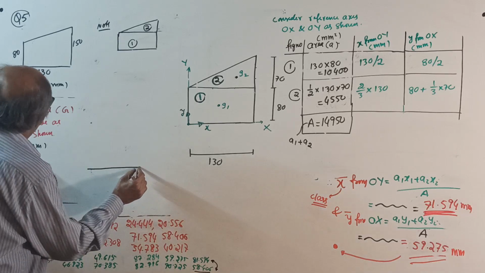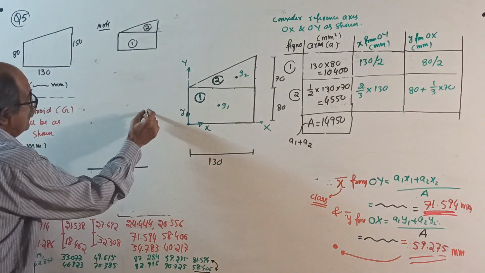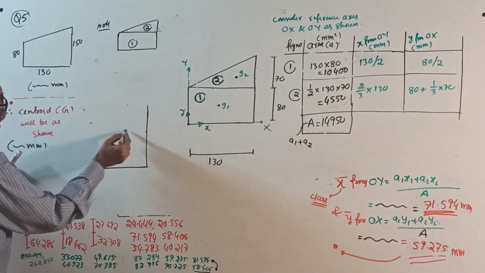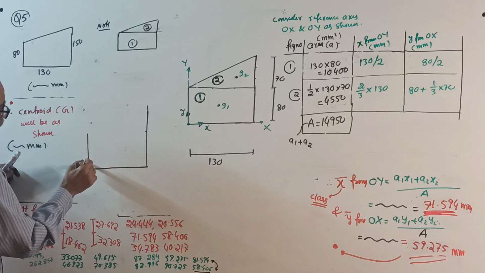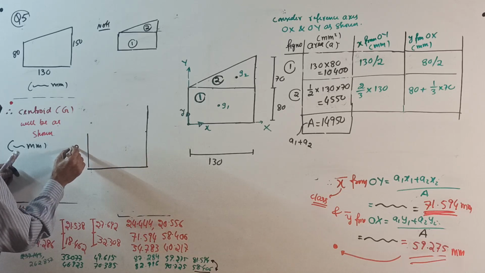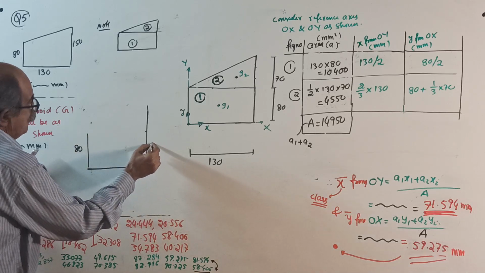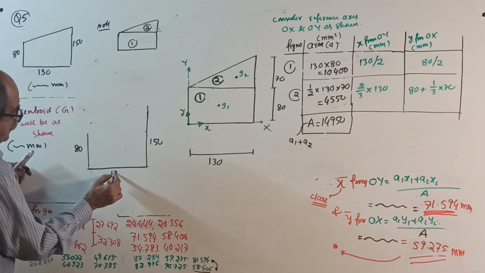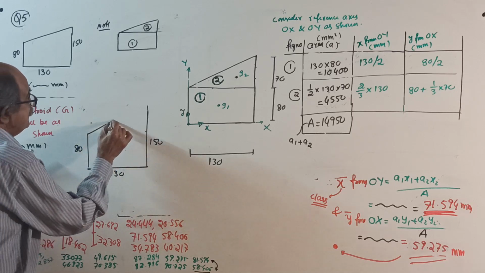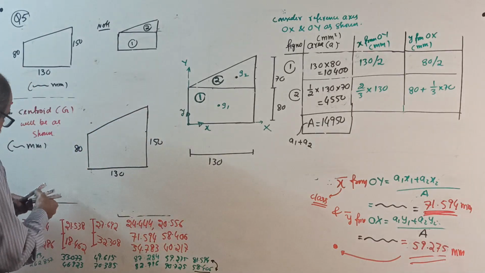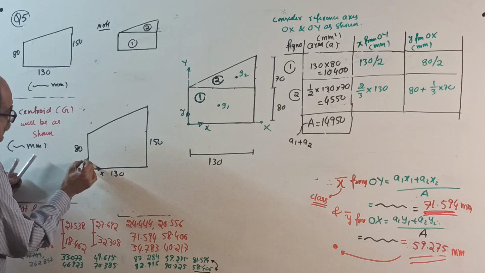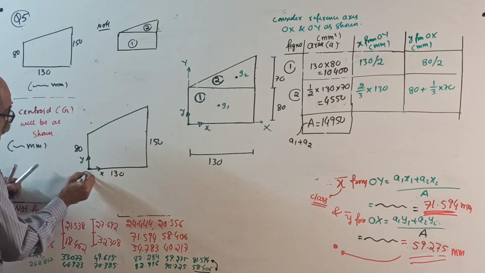Okay, this is 130, this is 150, this is 70, and 80 here. This is 150 they told, this is 130, this is the sketch they gave. See, our reference axis is here. This is your X, this is your Y, and this is the origin O you have taken.